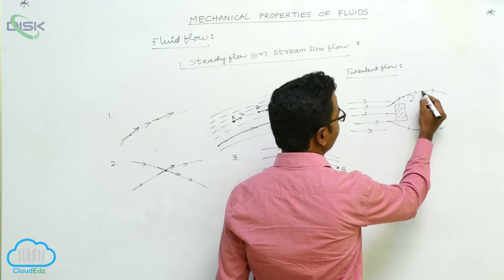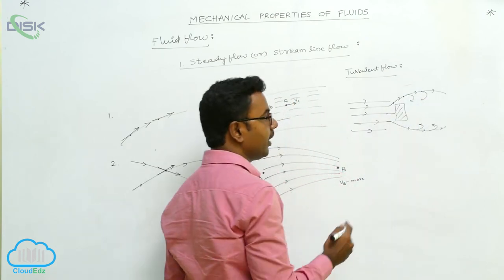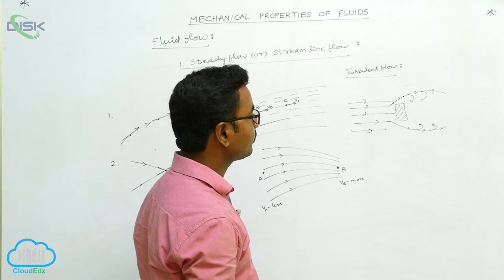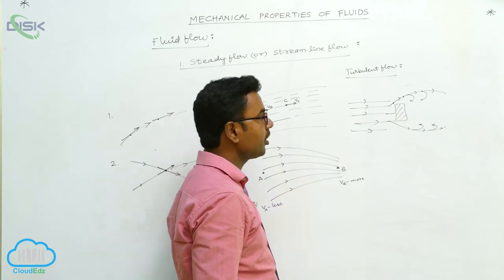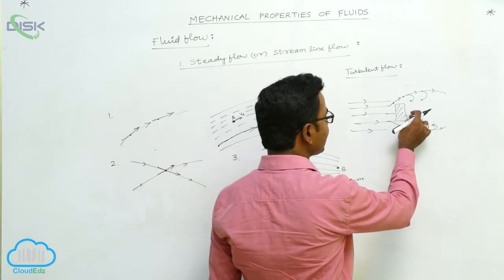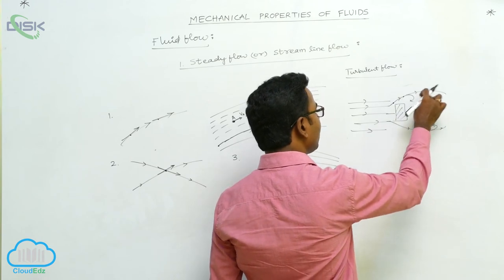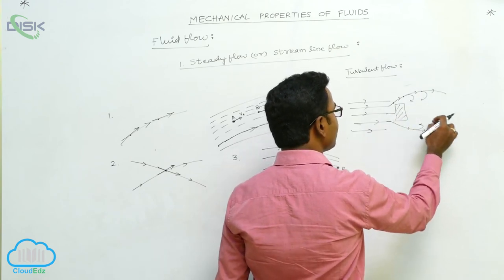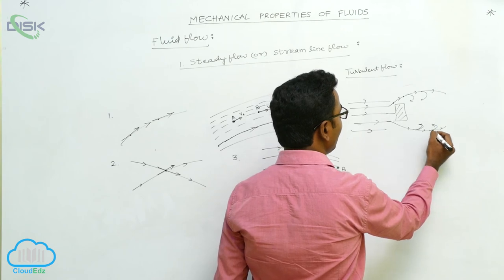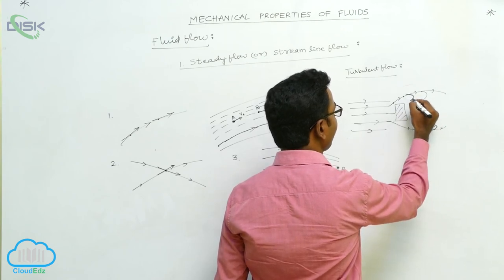Means at different points, the velocities may be different. The direction is changing here, and also the magnitude of velocity may change. And also after striking this obstacle, they may curl. Means some rotations may also be possible. These are showing the rotations which are possible here.